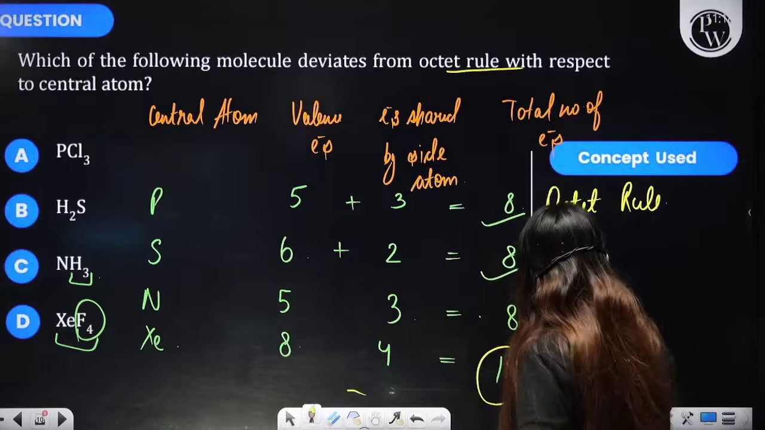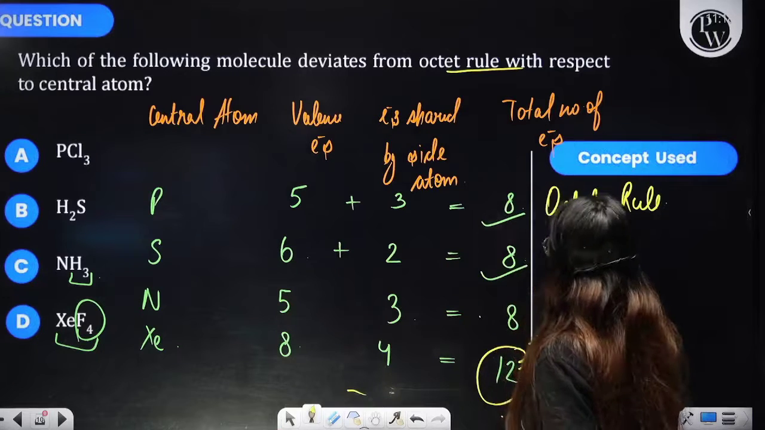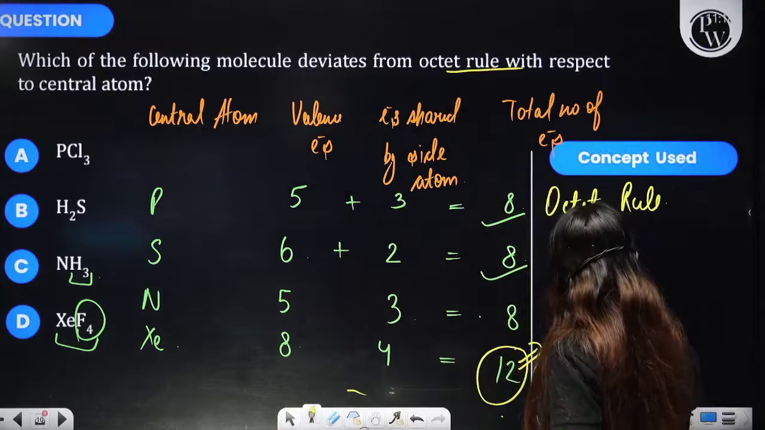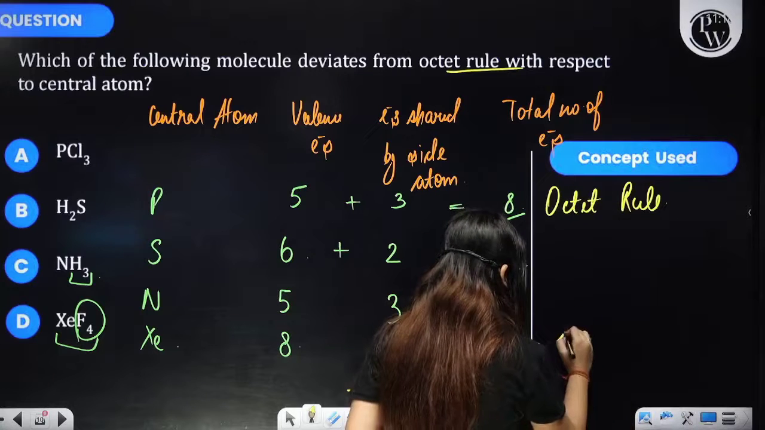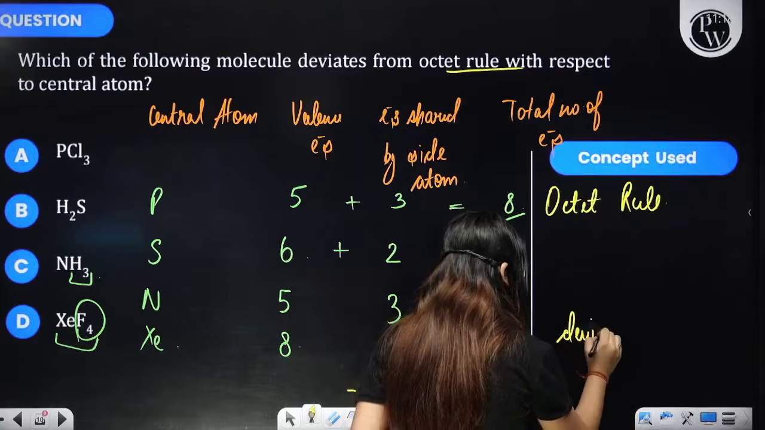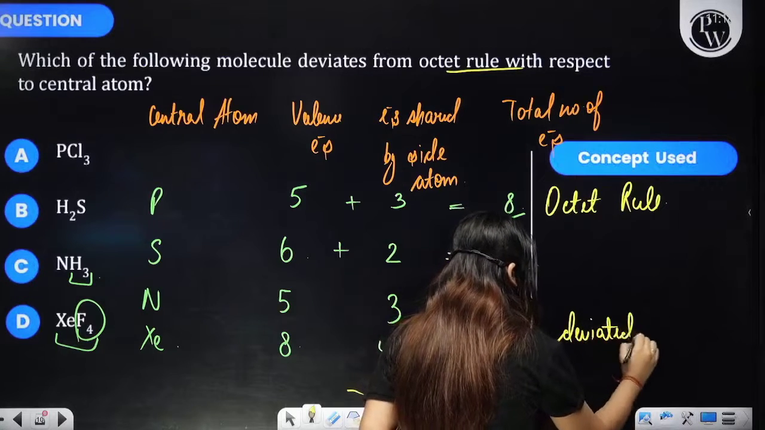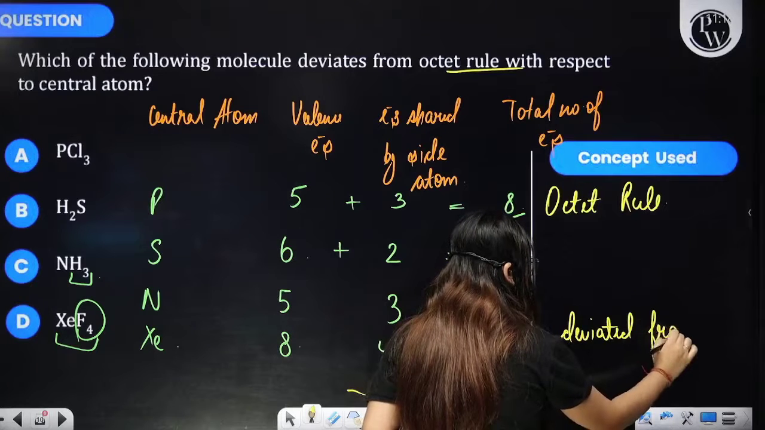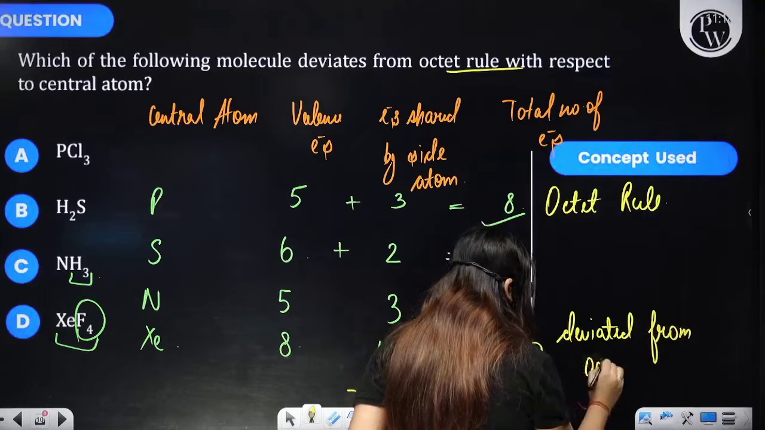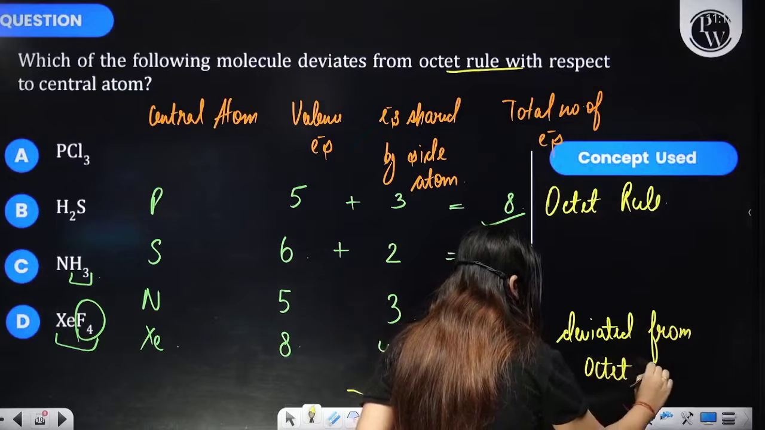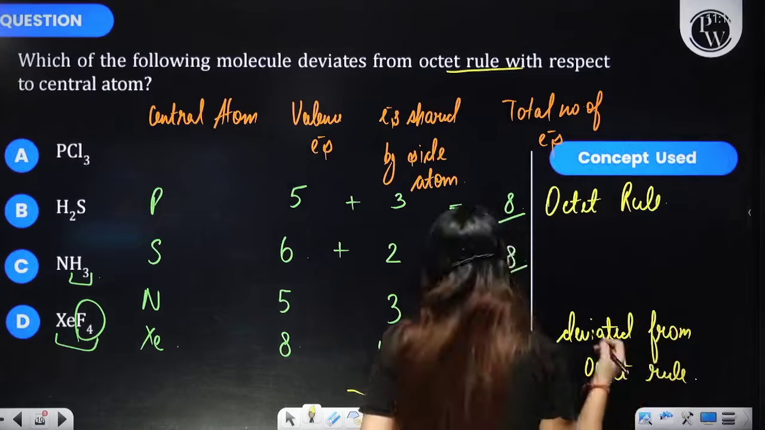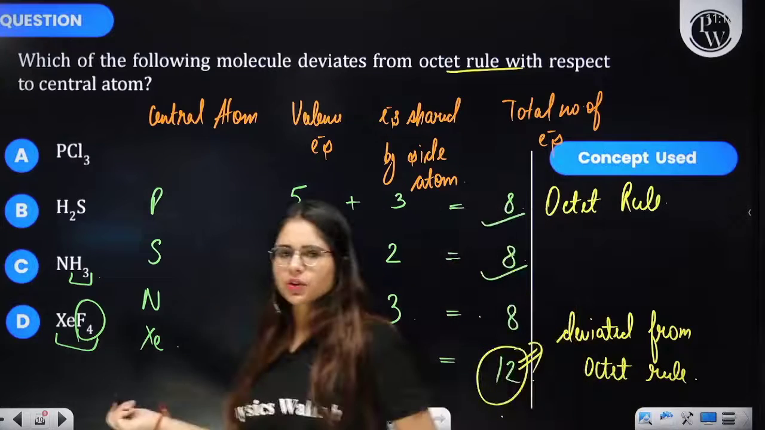So it is not following the octet rule, or it is deviated from the octet rule. So that means option D is the correct answer.